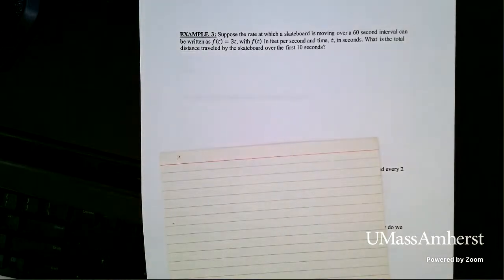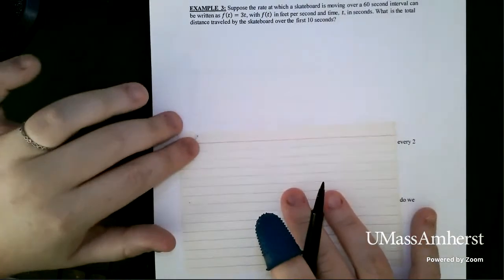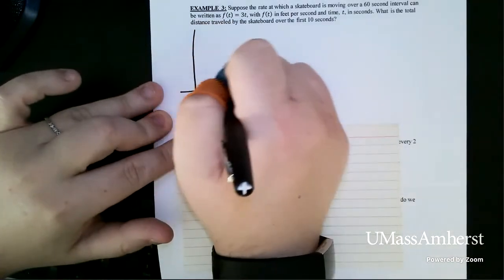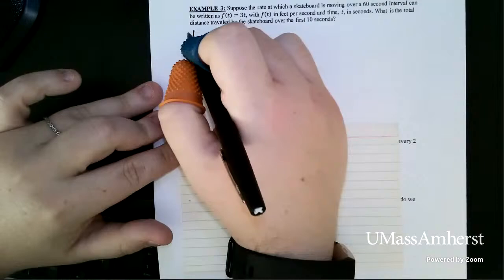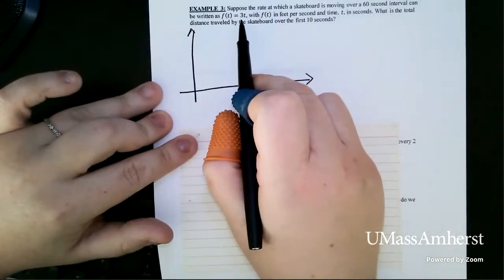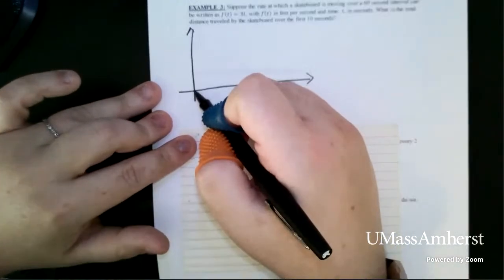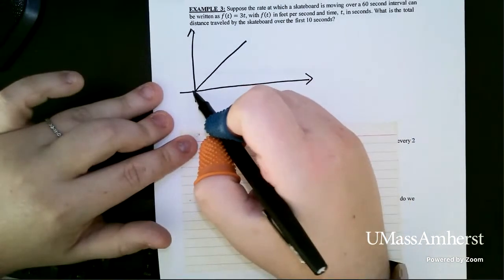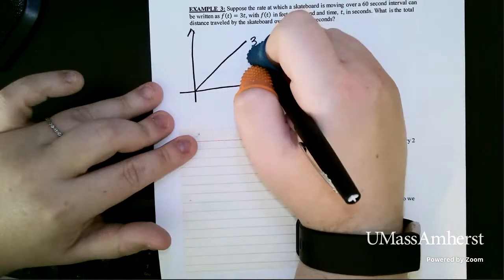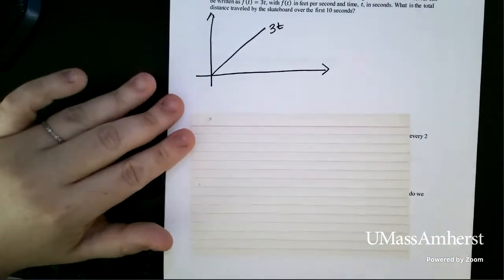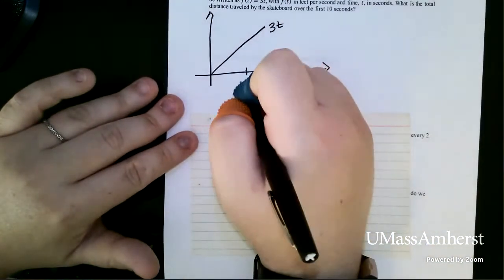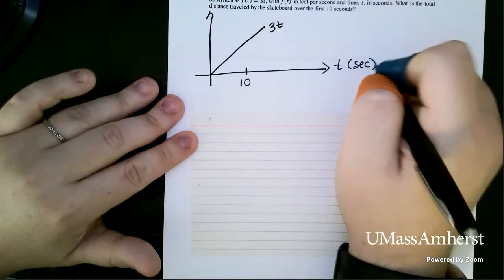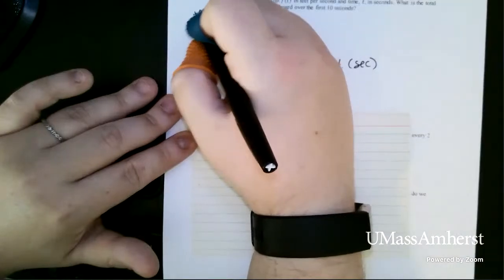So, as I mentioned, we can't use our regular algebra here. So we have to consider what the graph looks like. My function here is 3t. If I were to graph the function 3t, it would be a line that goes to the origin. It would look like this. I'm interested in what is happening during the first 10 seconds. So time is in seconds, and my rate is in feet per second.